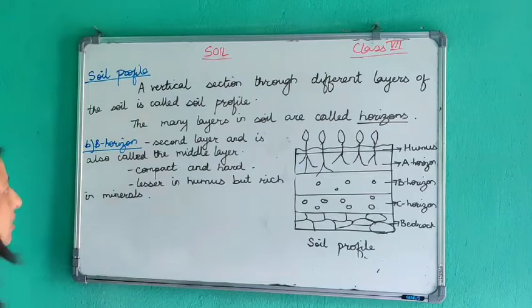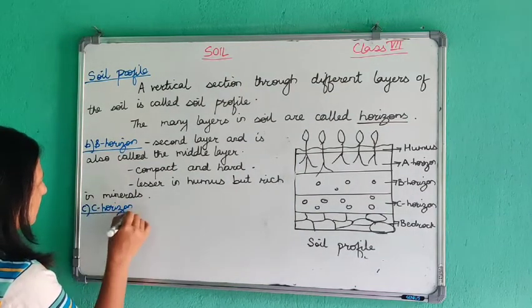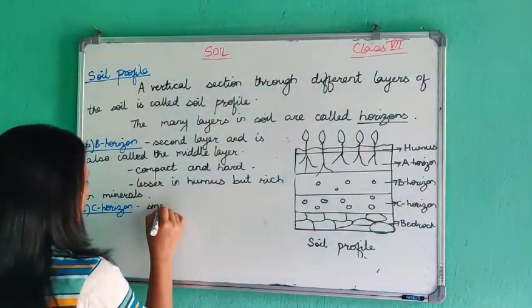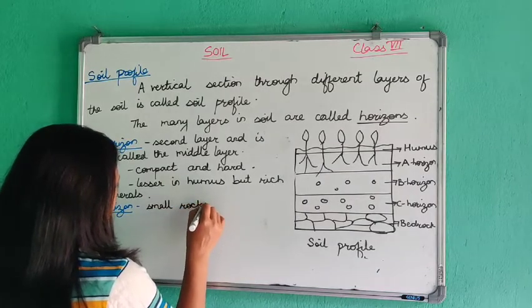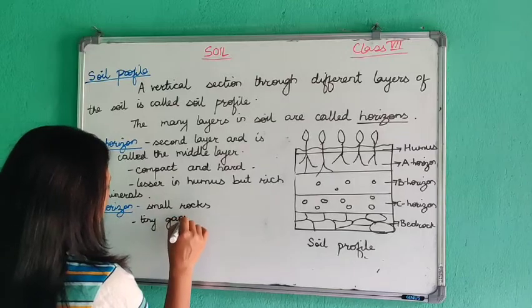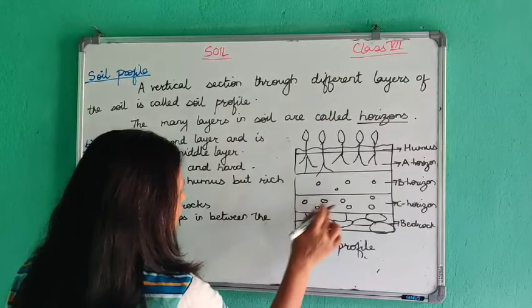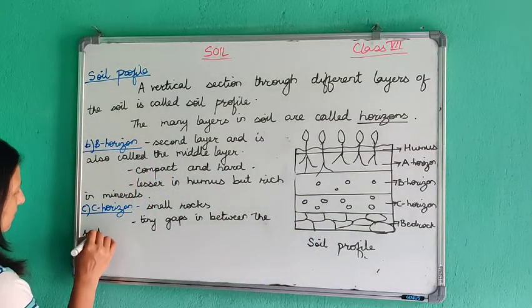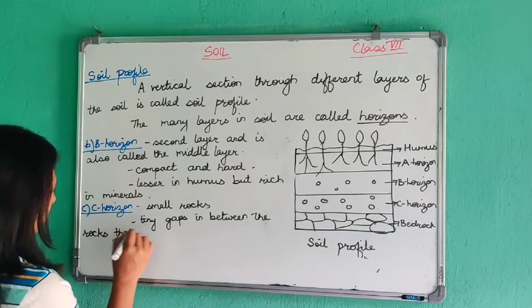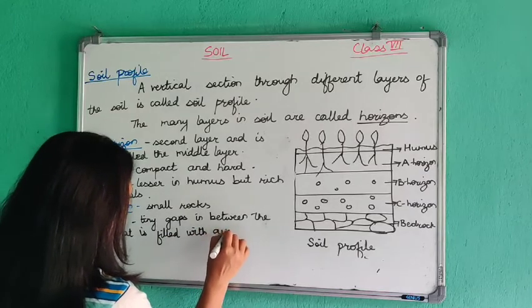Okay. Now third layer is the C horizon. Okay. C horizon is made up of small rocks. Okay, small rocks. And these rocks, there are tiny gaps in between the rocks. Okay, gaps in between the rocks. Rocks को बीचमा चाहिँ gaps हुन्छ. Okay, that is filled with air. So त्यो gap भित्र चाहिँ के बसेको हुँदो रहेछ, हावा भरिएको हुन्छ.